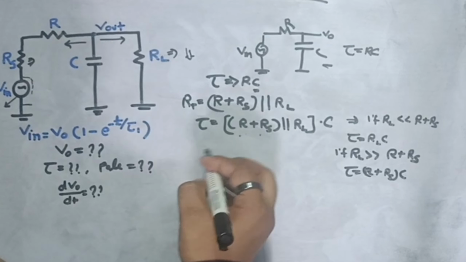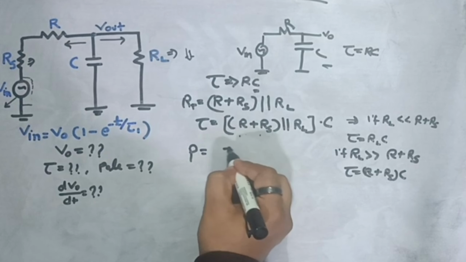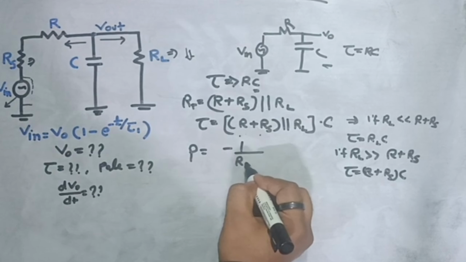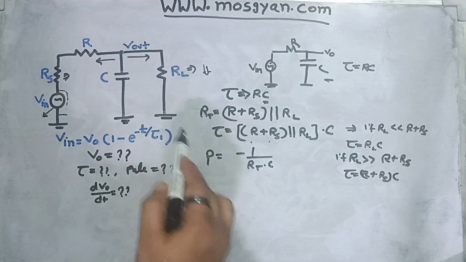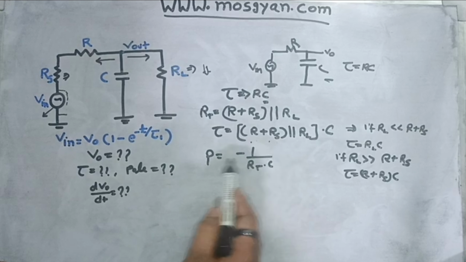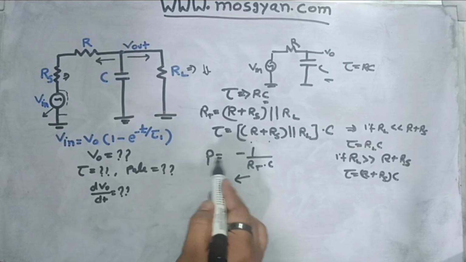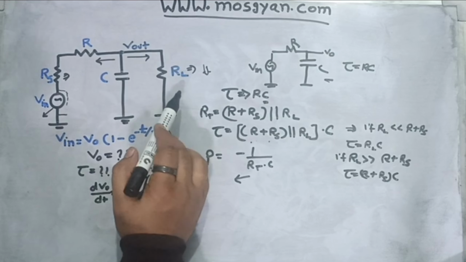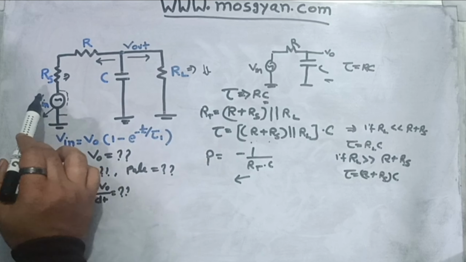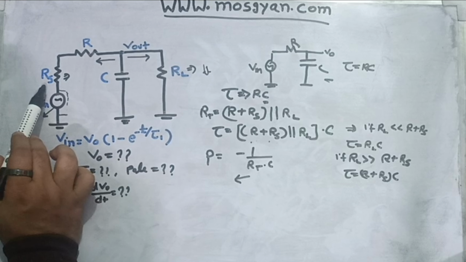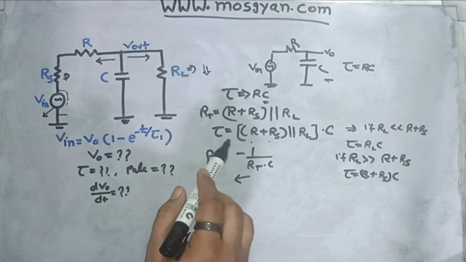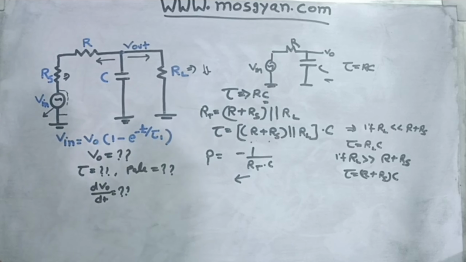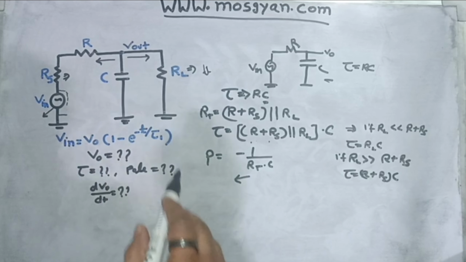Similarly, we can talk about the pole also. So the pole will be nothing but minus 1 upon R into C, or tau. So if RL decreases, your pole moves to the left hand side, that means your system becomes more and more fast. Whereas if RL is already very high and on top of that you start increasing RS also, your overall pole will move to the right hand side, that means your system will become more and more slow. So this is about the pole of this circuit in different configurations.